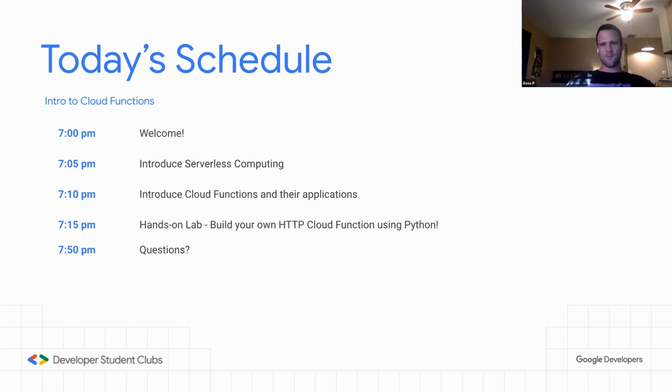So at the end of this, I hope that you'll understand what HTTP cloud functions are, how to write a cloud function using Python, how to write a cloud function that takes in arguments, how to write a cloud function that returns an image. And if we have time, we'll learn about how we can test and view the logs of the cloud function.